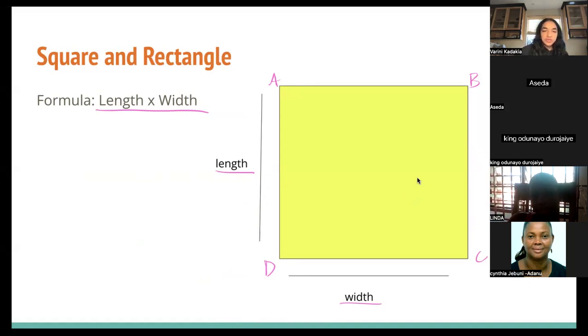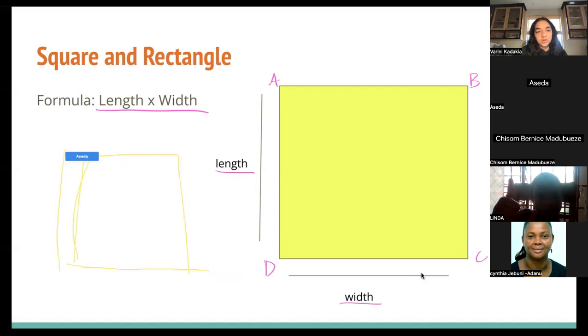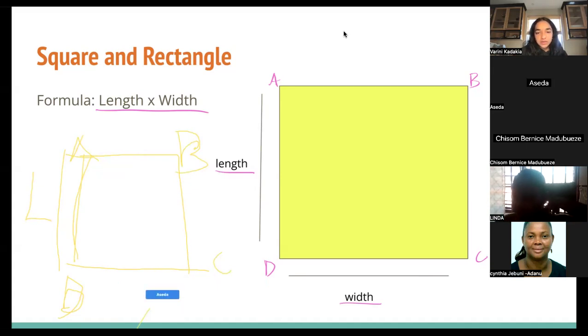Have you guys learned about areas of shapes before? No? Oh yeah, okay, so some of you have and some of you haven't. Okay, that's good to know. Okay, does everyone have this formula copied down for squares and rectangles? Okay, this one's important, so make sure you have it.